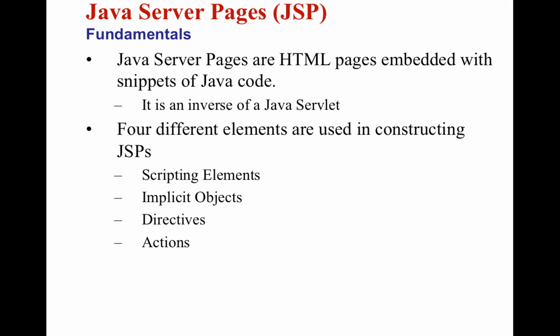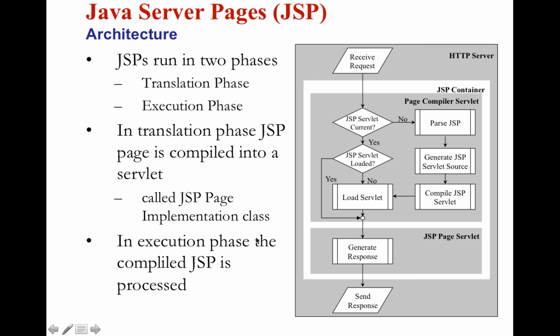So it's the inverse of a Java servlet. A Java servlet is Java with HTML and CSS and stuff inside of it. JSP is HTML and CSS with Java inside of it. And when we look at servlets, you'll see what I'm talking about. But it's a combination of Java programming and web programming all in one. So there's 4 different elements that are used in constructing JSP pages. You get the script elements, implicit objects, directives, and then you have actions.